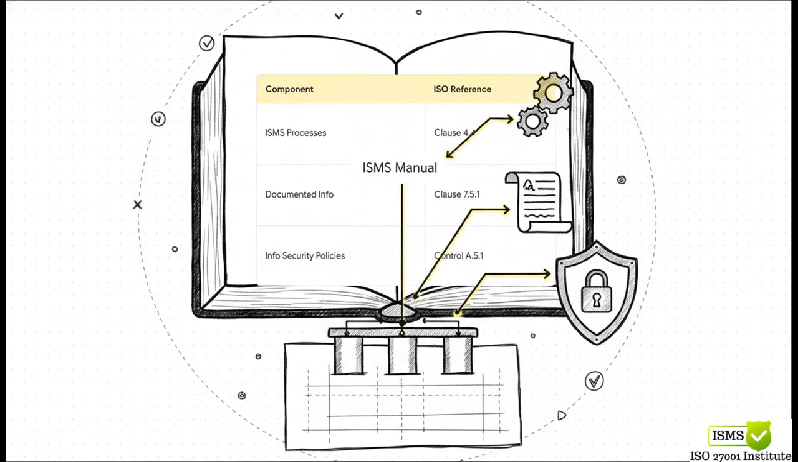Second, and this is absolutely crucial, it anchors to Clause 7.5.1, which dictates the requirements for documented information. And finally, it connects to Annex A Control A5.1, which governs your information security policies. Your ISMS manual is literally the physical manifestation of these 3 standard requirements woven together. If even one of these structural components is missing, well, your blueprint is fundamentally unsound.